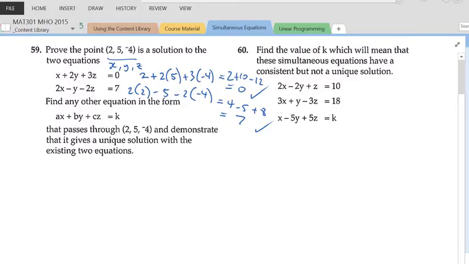And now, the second part, saying find any other equations in the form of that, which passes through those numbers. So, how might we do that? Well, let's see. Well, let's substitute these values in.